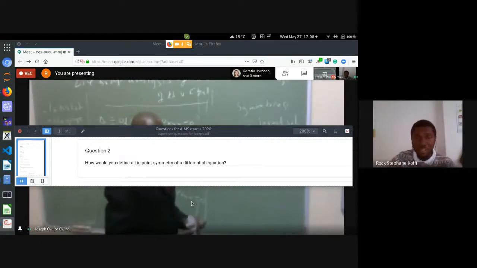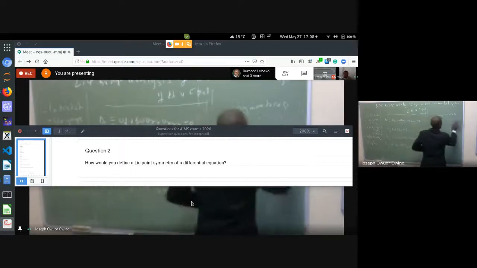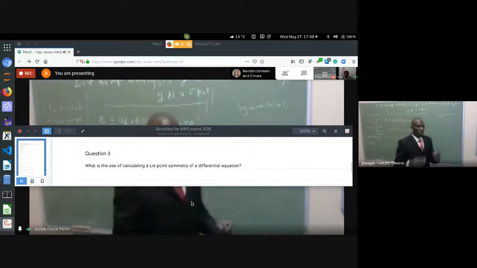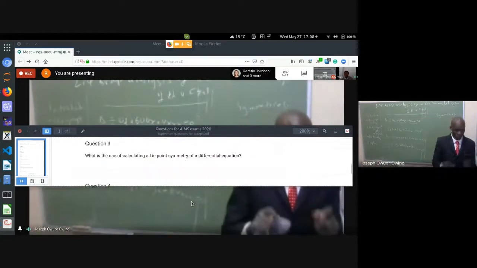Okay, second question. How would you define a Lie point symmetry of a differential equation? Lie point symmetry of a differential equation. That's a very good question. So all the symmetries, first of all, let me start by saying that all the symmetries that I found in this project are Lie point symmetries.